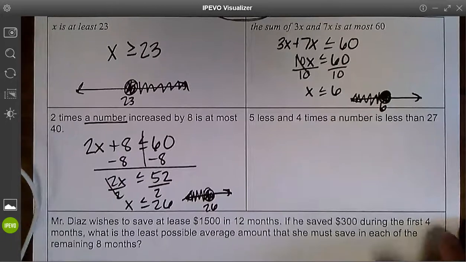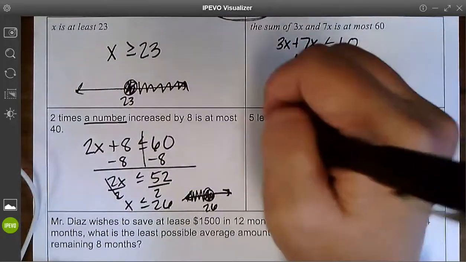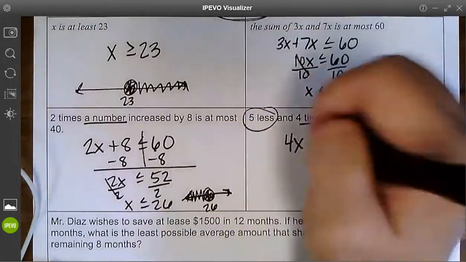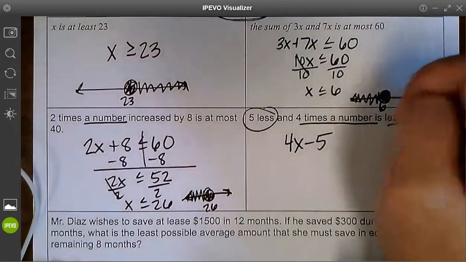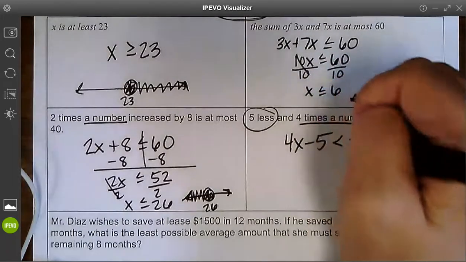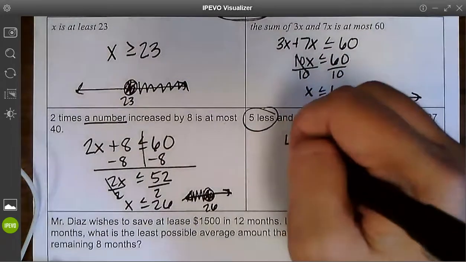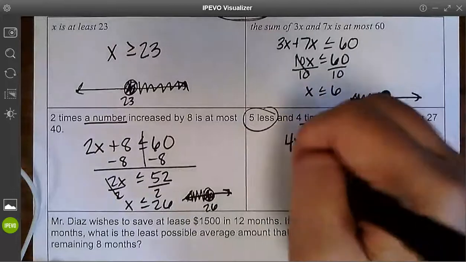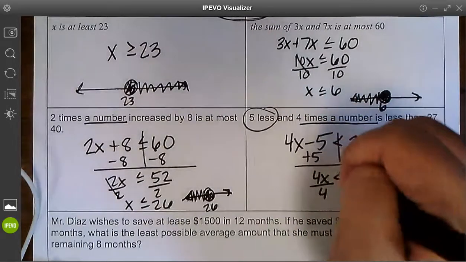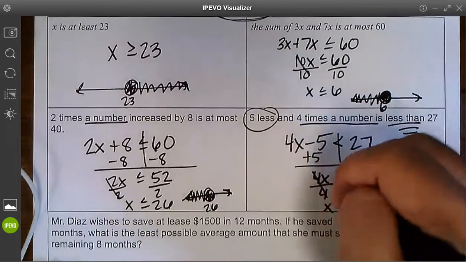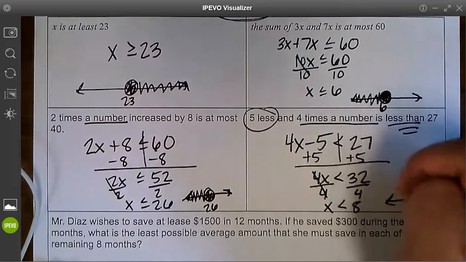5 less than 4 times a number is less than 27. 4 times the number, so I have 4x. 5 less means I'm subtracting 5 from that. Is less than, it straight up tells you which one to use, 27. Add your 5 to both sides. 4x is less than 32. Divide both sides by 4. X is less than 8. Less than is an open circle and shaded to the left.